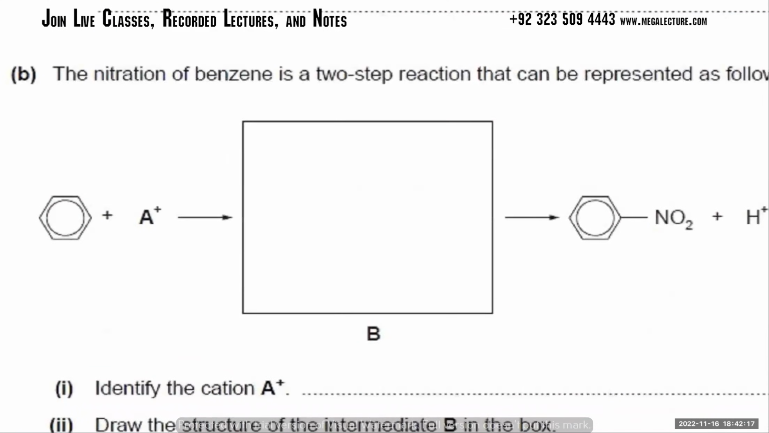And he's saying, show the mechanism. So what's the mechanism? The mechanism is going to be that in the middle there's going to be this step where the benzene electron cloud will become partial. The electrophile is NO2 plus, and he's also asking what is A. A is actually NO2 plus.